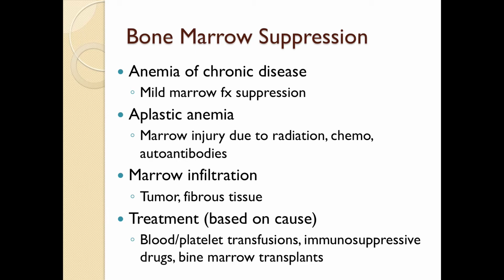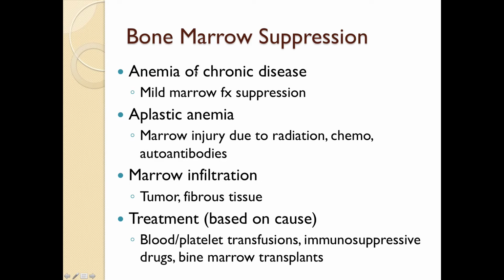Okay, some other things that can lead to anemia are just suppression of bone marrow activity. That can happen due to chronic disease, just because of overworking of the marrow. Aplastic anemia is damage to the marrow and no creation of red blood cells, something growing in the marrow like a tumor or fibrotic tissue. So something is suppressing marrow activity. So therefore, you need to find the cause of that and then hopefully treat it.